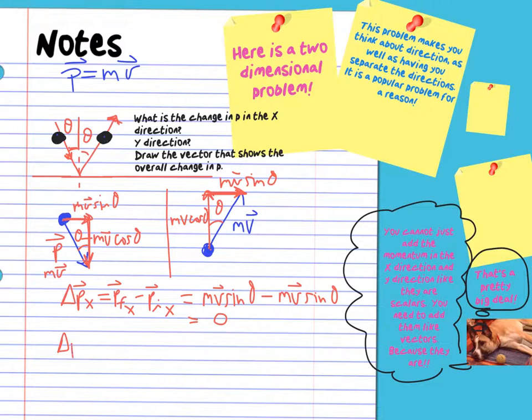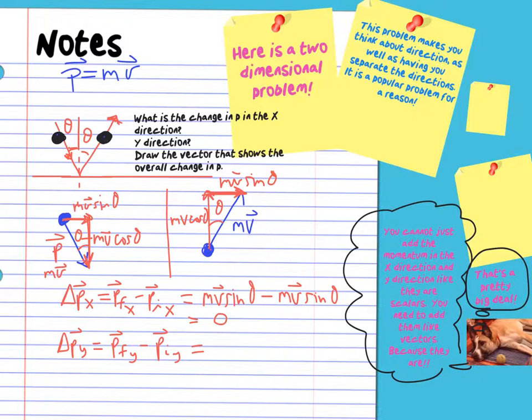Well, let's see what it is for the y direction. So this is my final momentum in the y direction minus my initial momentum in the y direction. Remember, change in is always final minus initial. You can get a lot of things wrong if you do initial minus final. So it's final minus initial.